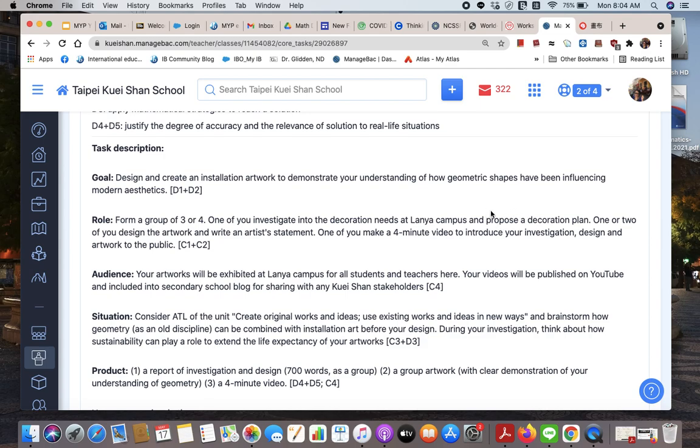I'll be talking about what proposal means in this project later. One or two of you want to design the artwork and write an artist statement. So what is an artist statement? I'm not sure if you did that in your visual arts project or design project, but here it simply means what motivates you to design certain things, what your approach and method is, what your solution is, how you create that, and who the potential audience is.